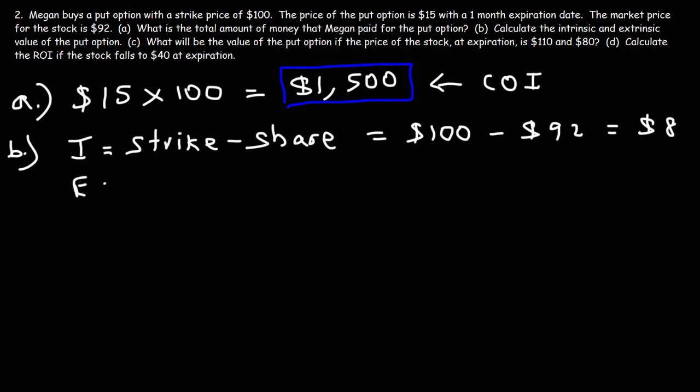Now to calculate the extrinsic value, it's going to be the difference between the price of the option and the intrinsic value of the put option. So the price of the put option is 15. The intrinsic value is $8. So the extrinsic value is $7.